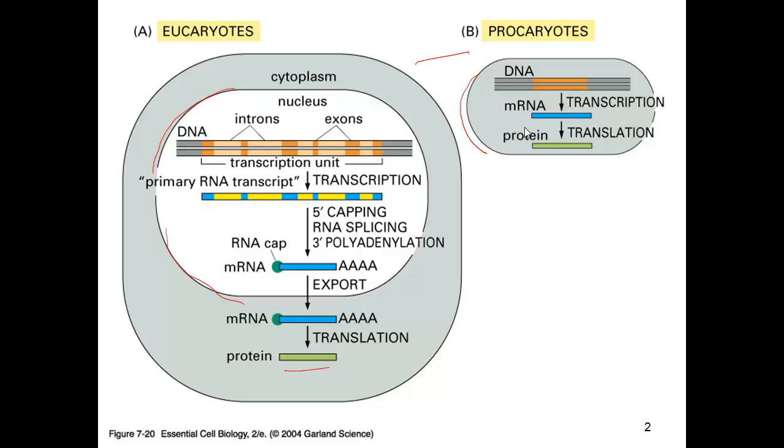Prokaryotes don't have a nucleus, so DNA is made to RNA and protein is made from the RNA in the same compartment, and it can happen even at the same time. While the RNA polymerase is making part of the mRNA molecule, the ribosomes may have already hopped on the other end and started to make protein.